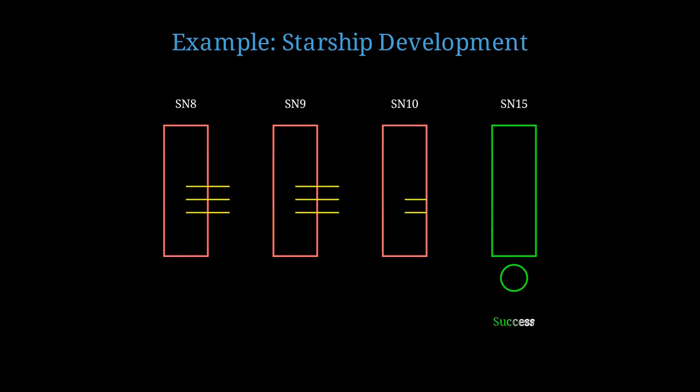Look at Starship development. SpaceX has blown up multiple prototypes. Each one taught them something valuable. Serial numbers 8, 9, 10, and others crashed, but each crash provided data. By SN15, they achieved a successful landing.